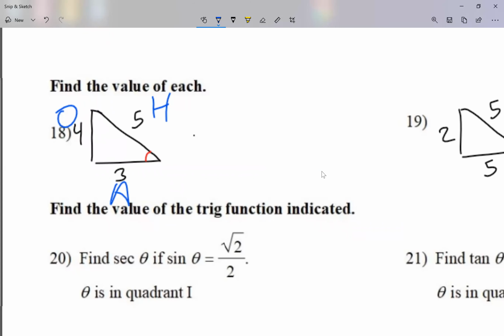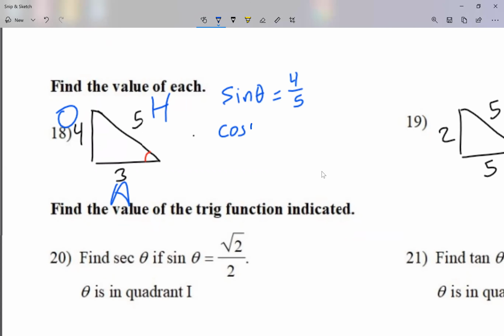I could ask you, give me the sine of theta, or the sine of the angle, right? Remember, we learned that sine was opposite over hypotenuse. So it's just going to be 4/5. I could ask you for the cosine of theta. And I know cosine, we know it as adjacent over hypotenuse. Remember, I gave you the acronym CAH. Cosine is adjacent over hypotenuse. So it's 3/5. And then tangent.